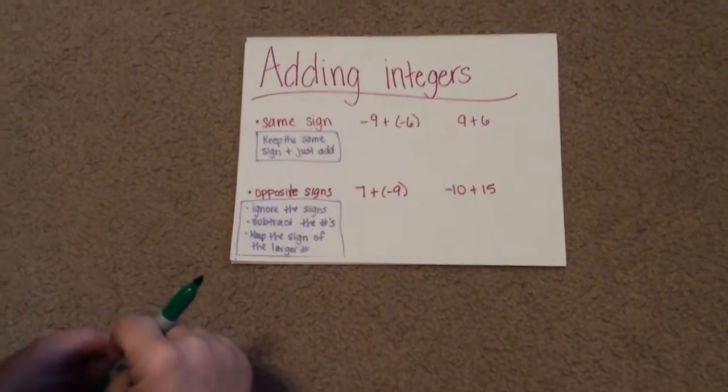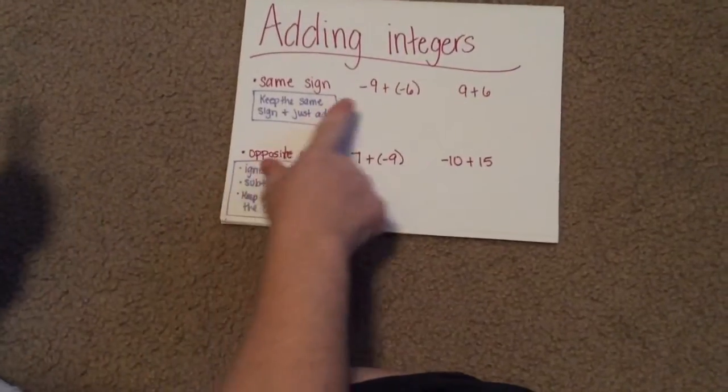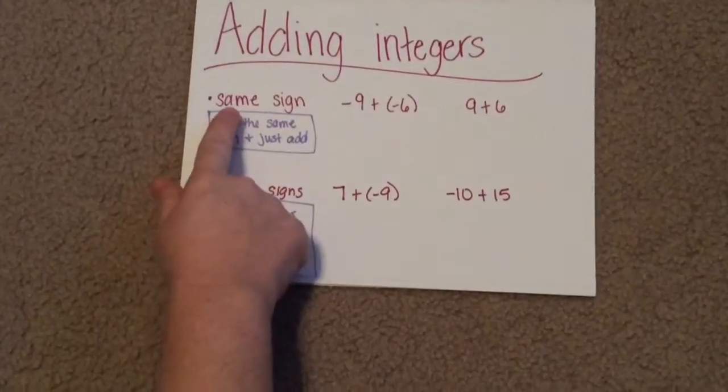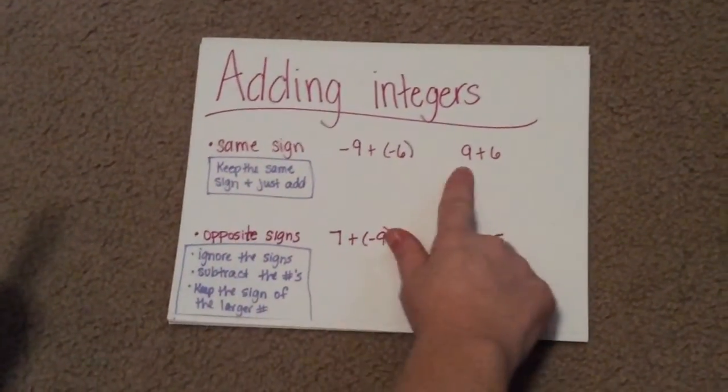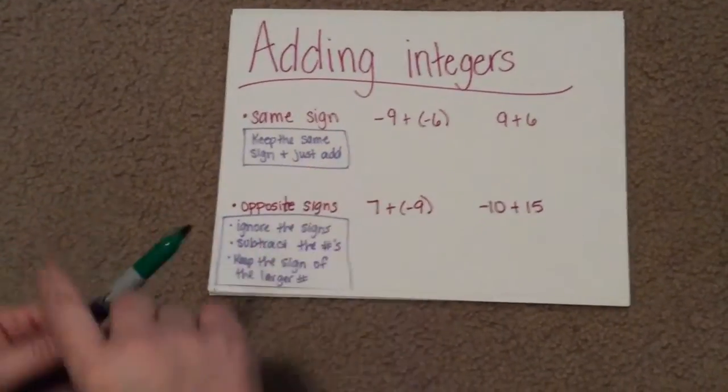Okay, so the first video here is for adding integers, and it's a review from earlier in the year. Remember, an integer is a positive or negative number on a number line. If they have the same sign, that means they're both positive or they're both negative. All you do is keep the same sign and just add them.